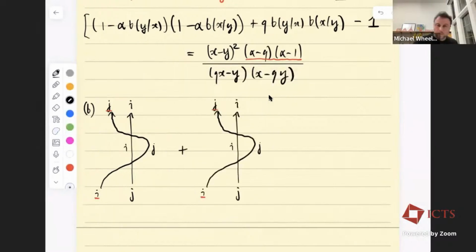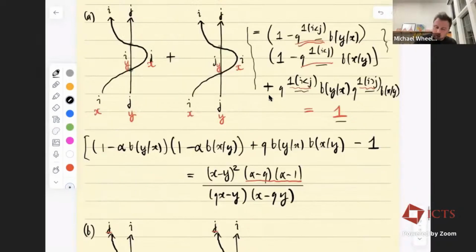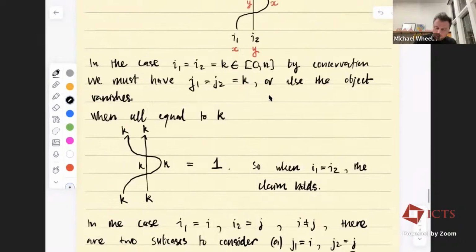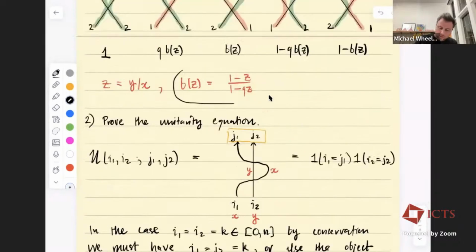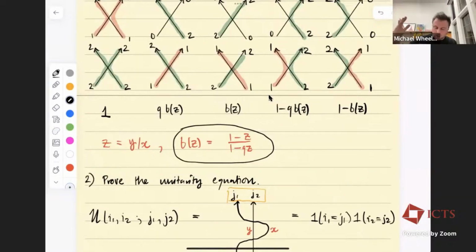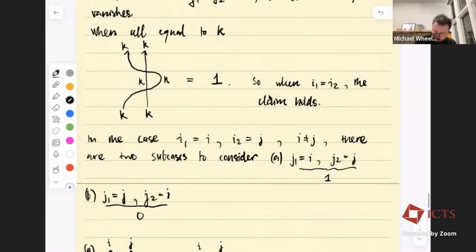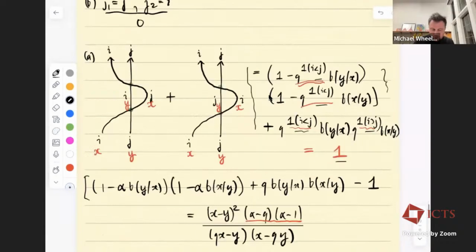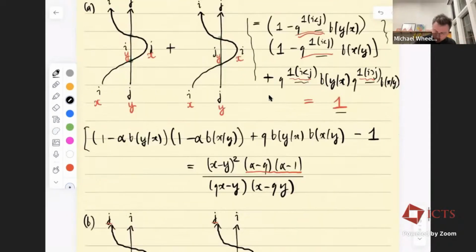Michael, could you please recall the definition of B, please? Yes. So B was here. Yeah, where Z should always be basically the ratio of the right parameter divided by the left parameter. Actually, it doesn't make too much difference how you define the ratio as long as you're consistent in your choice.